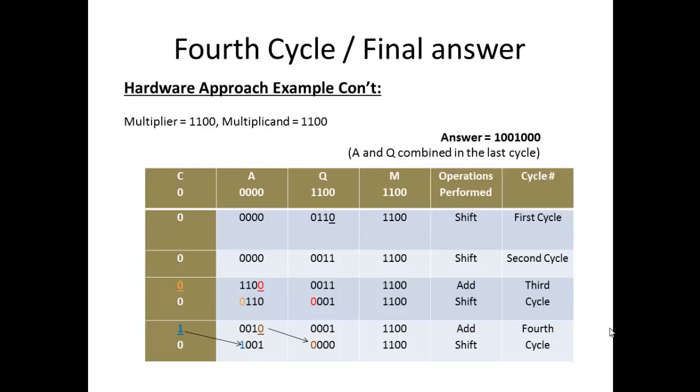The shift operation is then executed as normal. The 1 in the carry goes to the most significant bit in the accumulator, and the least significant bit in the accumulator moves to the most significant bit in Q. The least significant bit in Q is then discarded. Since all the multiplier bits have been used, this is the final cycle. The final answer is A and Q combined, which gives 10010000.